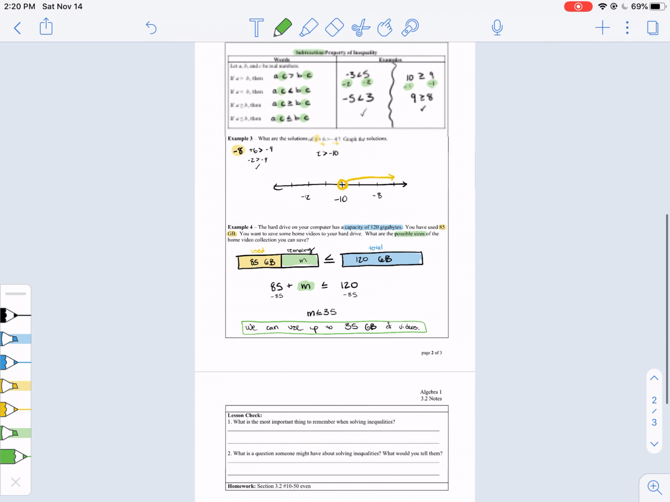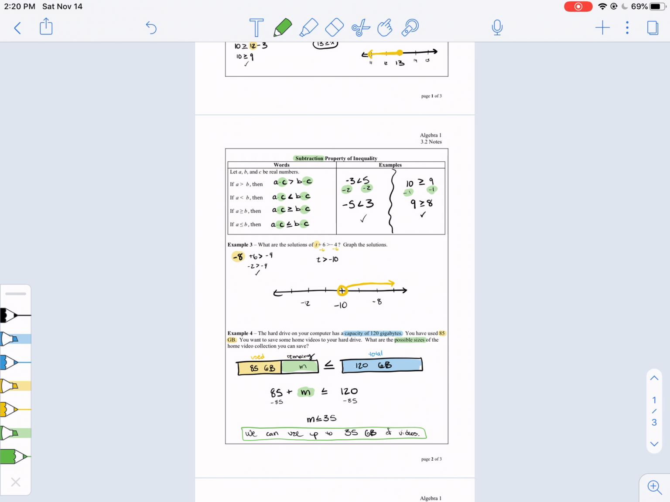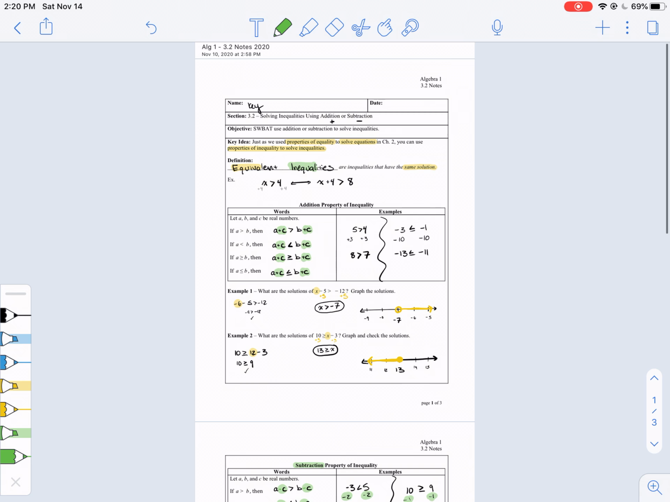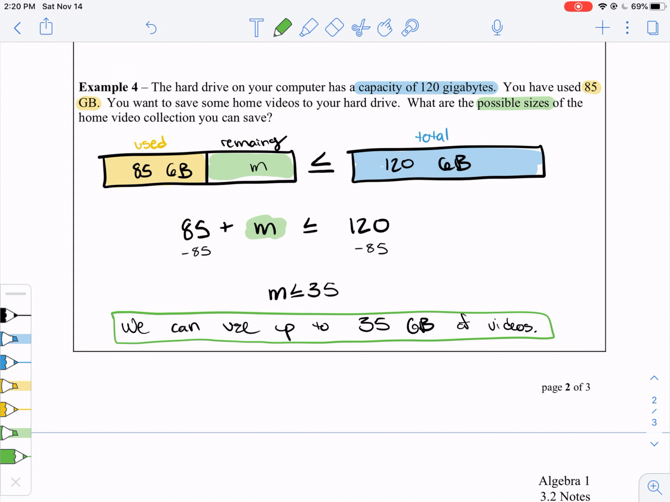So there you go. Yep. So basically, you guys treat an inequality like an equation to find a solution, and then have a fantastic time on your homework.